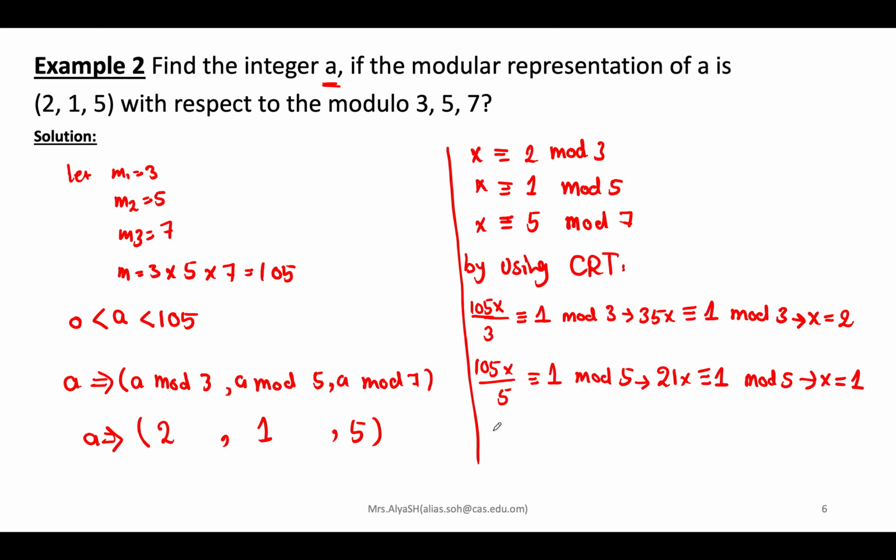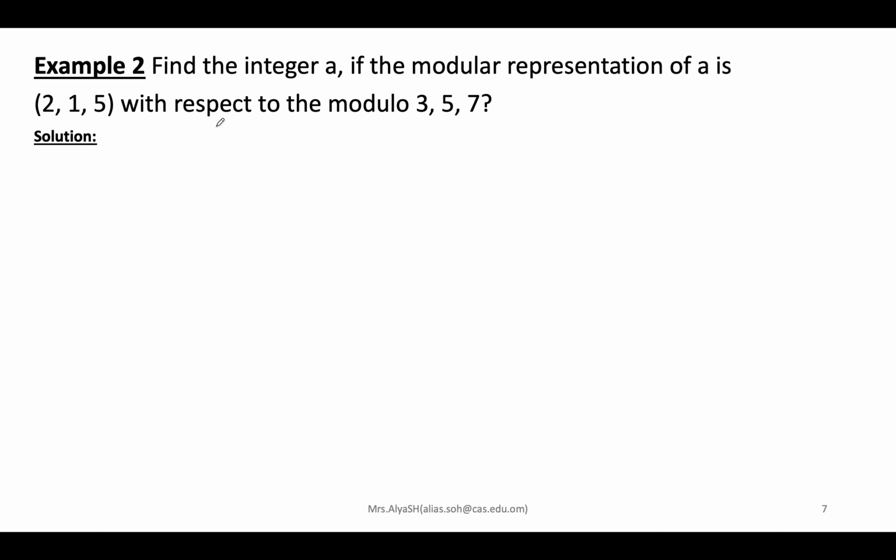Then the last one is 105 divided by 7 is congruent to 1 mod 7, and this is equal to 15x congruent to 1 mod 7, and here we got that x is equal to 1. Now to find the value of x, we need to continue in Chinese remainder.